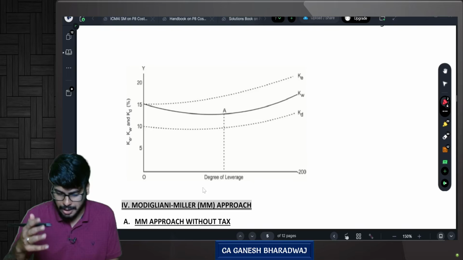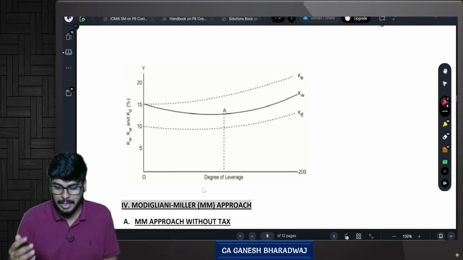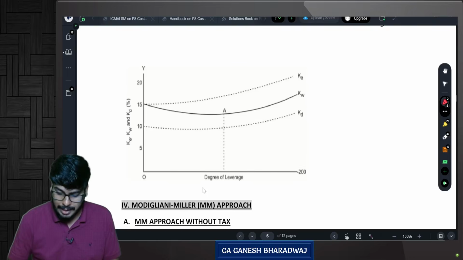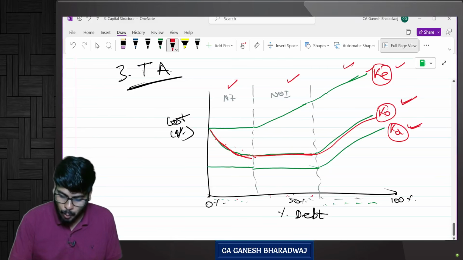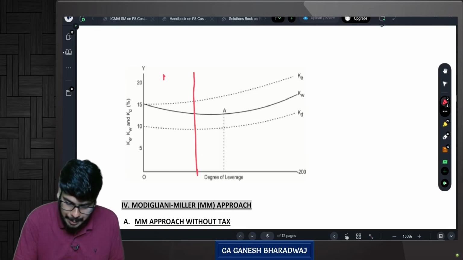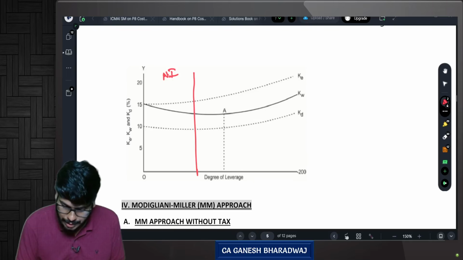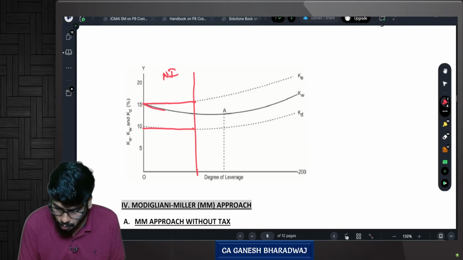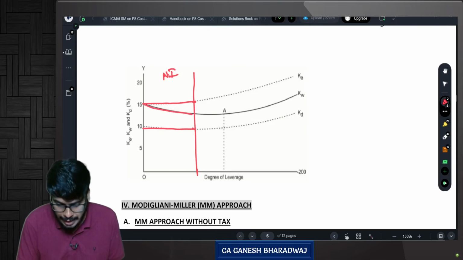You might not exactly remember this, or connect with this. That's why I drew it here. So one phase is the NI approach, that is, to some extent, NI will happen. Look at this. This is remaining constant. This is also remaining constant. And this is falling slowly. Correct?